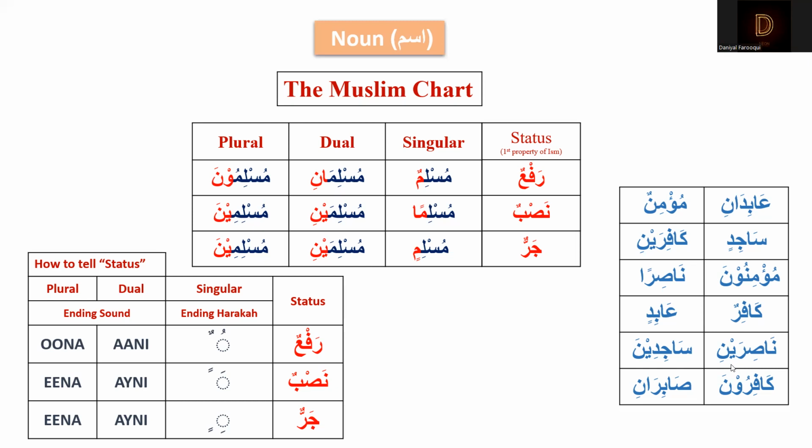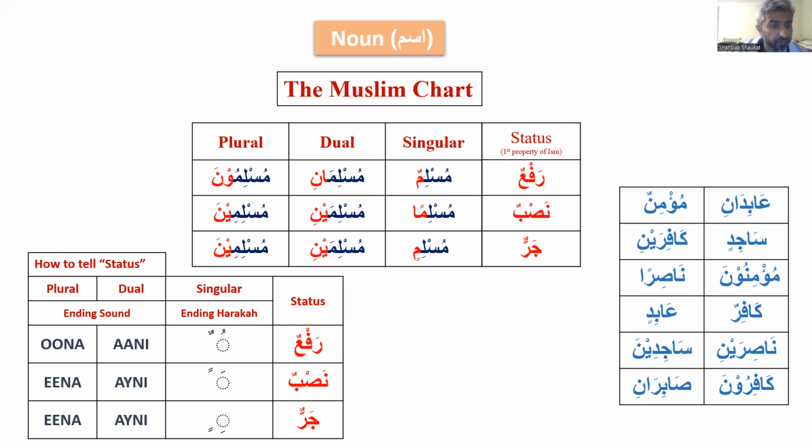Nasiraini, Daniel. Nasiraini is either nasab or jar. Very good. Is it singular, dual, or plural? Nasiraini is dual. Cool. Very good. Okay. We go to Arham. Arham, kafiruna. Kafiruna would be rafa. Why? Because it ends with una. Una, very good.